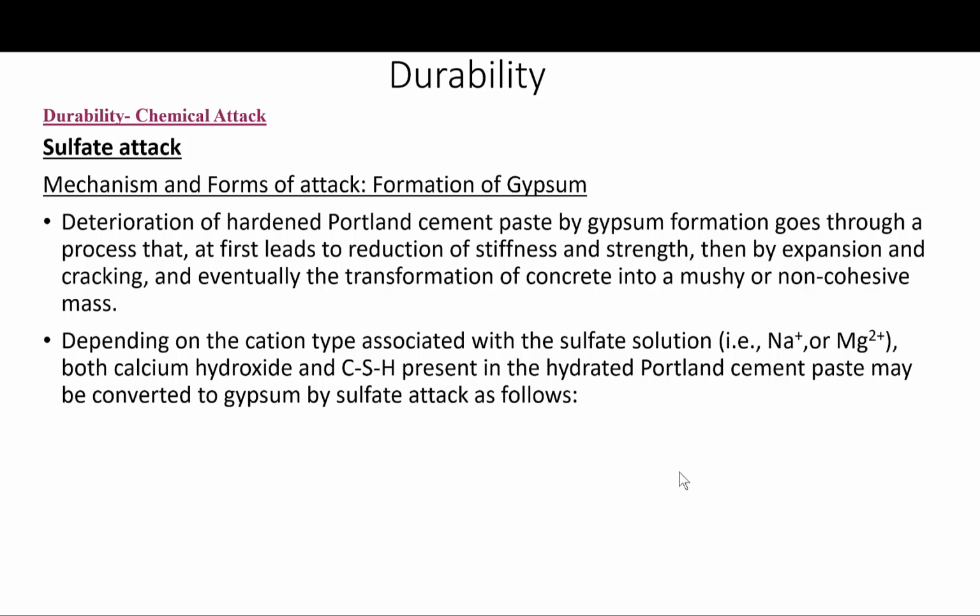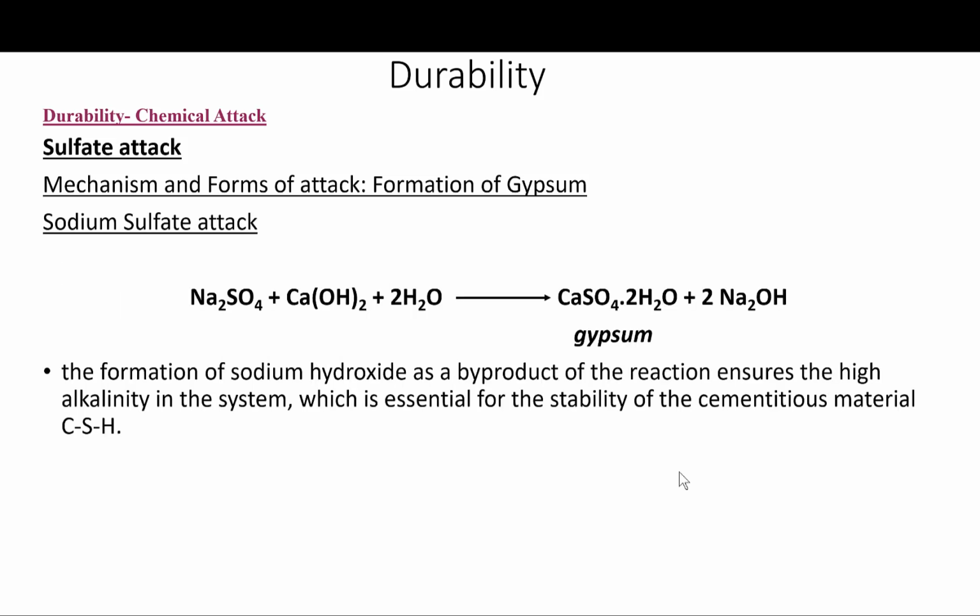So depending on the cation type associated with the sulfate solution, for example, sodium, potassium, or magnesium, both calcium hydroxide and the calcium silicate hydrate present in the hydrated Portland cement paste may be converted to gypsum by the sulfate attack, as you will see here. Okay, the first type is the sodium sulfate attack, according to this equation.